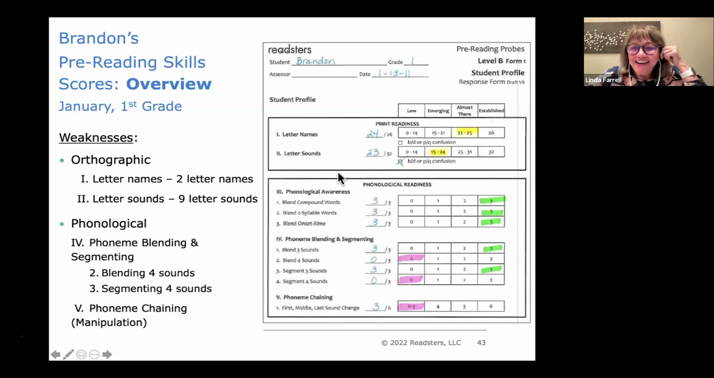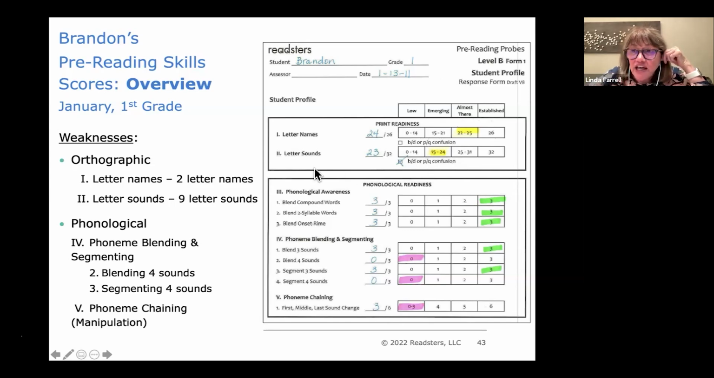I'm sorry. Okay. He had BDPQ confusions. He did almost know all his letter names, and he knew quite a few of his letter sounds, but not enough to be able to read. So we are going to shore that up.